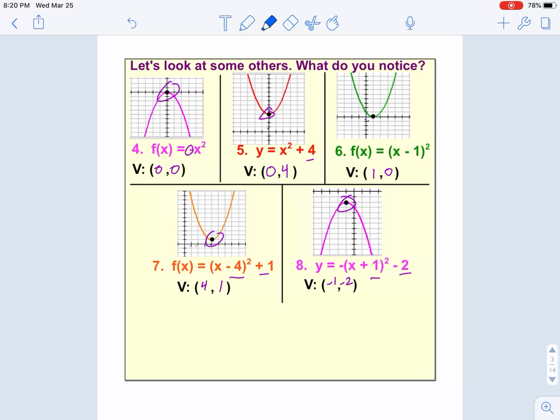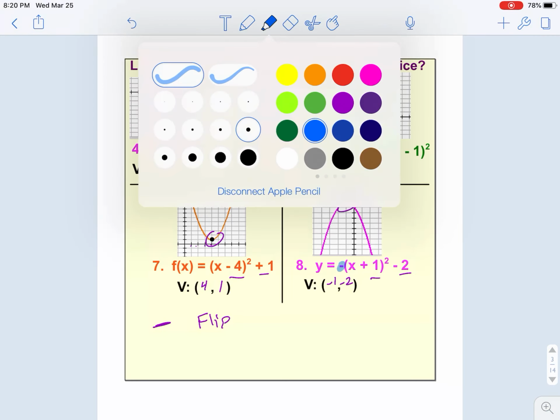So if we start to notice some things on here, one is the negative sign, right? And I think we've even seen this before. That negative sign we can see when we have a negative in front, that's going to flip our graph upside down. I definitely see that. Here's what else I want you to notice.